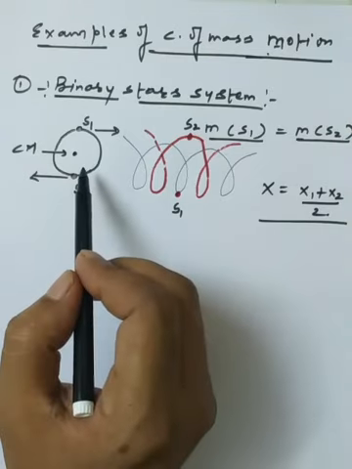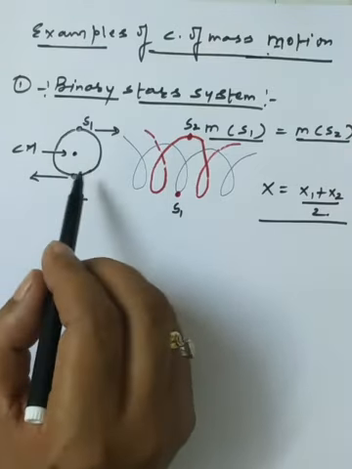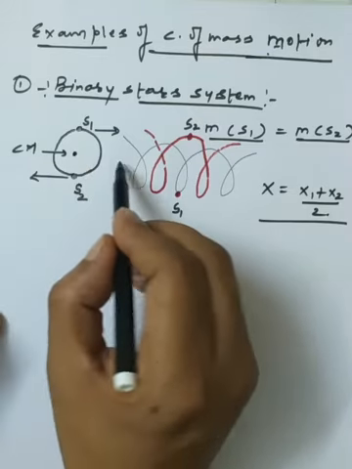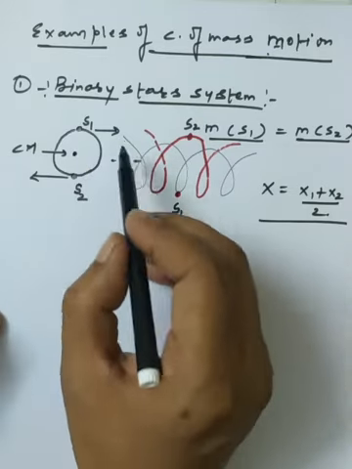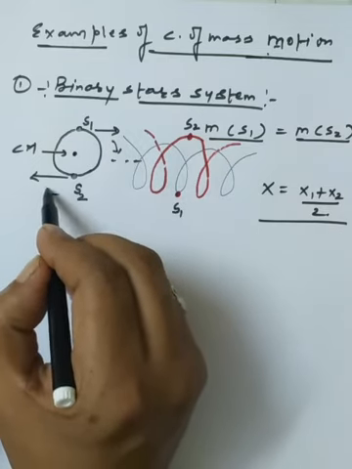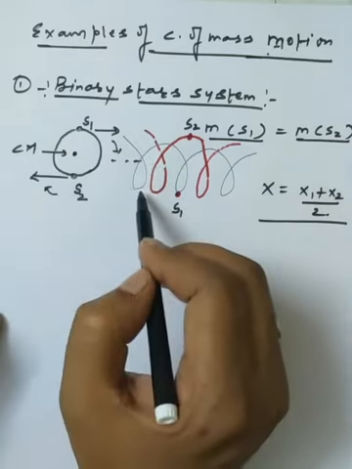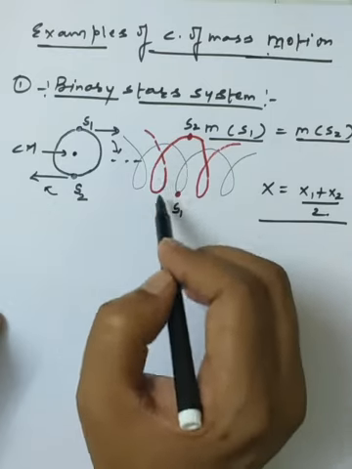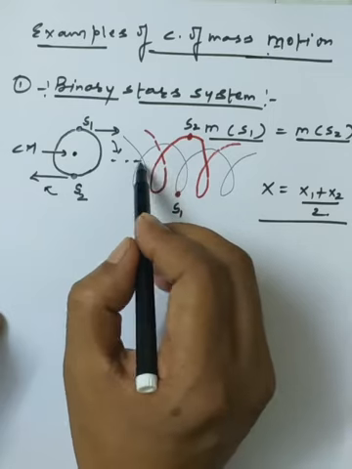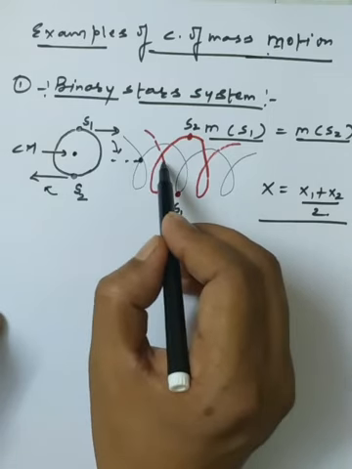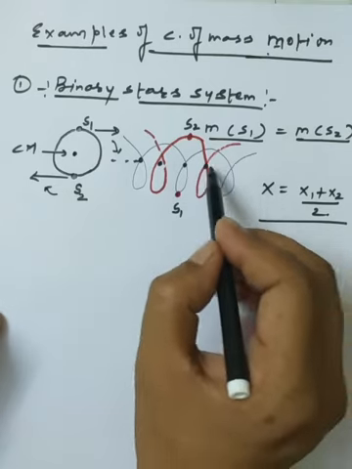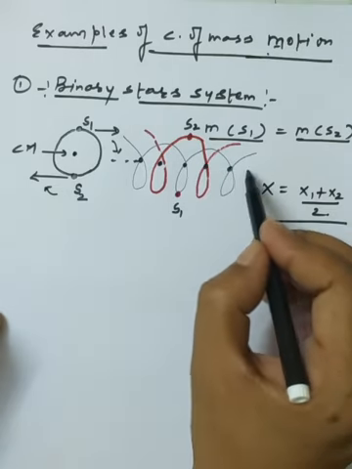So what we are saying is that both stars are revolving about their common center of mass, and this center of mass is continuously moving in the same direction. How is it possible that this star is moving in this direction and that star in that direction? During their movement they are continuously diametrically opposite to each other, so the center of mass lies exactly midway between them.